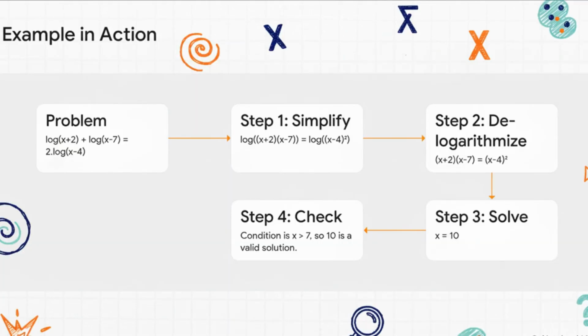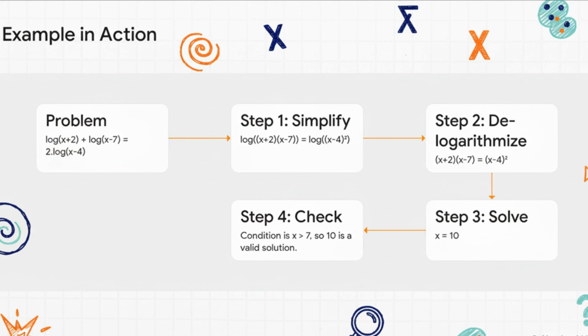And this example shows the whole process perfectly. We start with this kind of messy equation. So step 1, we use the log formulas to combine the left side and simplify the right side. And look at that, we have a single log on both sides. We've reached the golden rule. That means we can go to step 2, de-logarithmize. We just drop the logs. Step 3 is just solving the simple quadratic equation that's left, which gives us x equals 10. But we're not done. Step 4, the safety check. The conditions from our original equation tell us x has to be bigger than 7. Well, 10 is bigger than 7, so we're good to go.